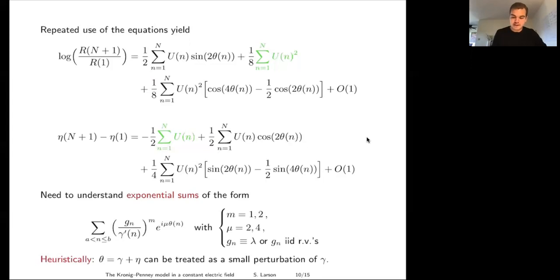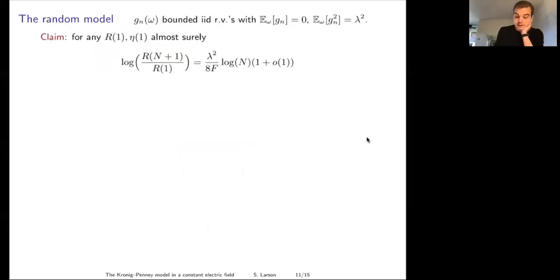So first off, the random setting. Just to remind you, now the Gn are bounded, independent, identically distributed random variables with mean 0 and variance lambda squared. And just trust me on this, if you translate the ODE results that I stated into these Prüfer variables, what we need to prove is that this logarithm grows like lambda squared over 8f times log n plus smaller order terms. And that's for the first ODE result, the one for typical solutions. The one for subordinate solutions can be extracted from this statement and its proof. So I'm not going to talk about that. That's essentially just abstract SU(1,1) theory.